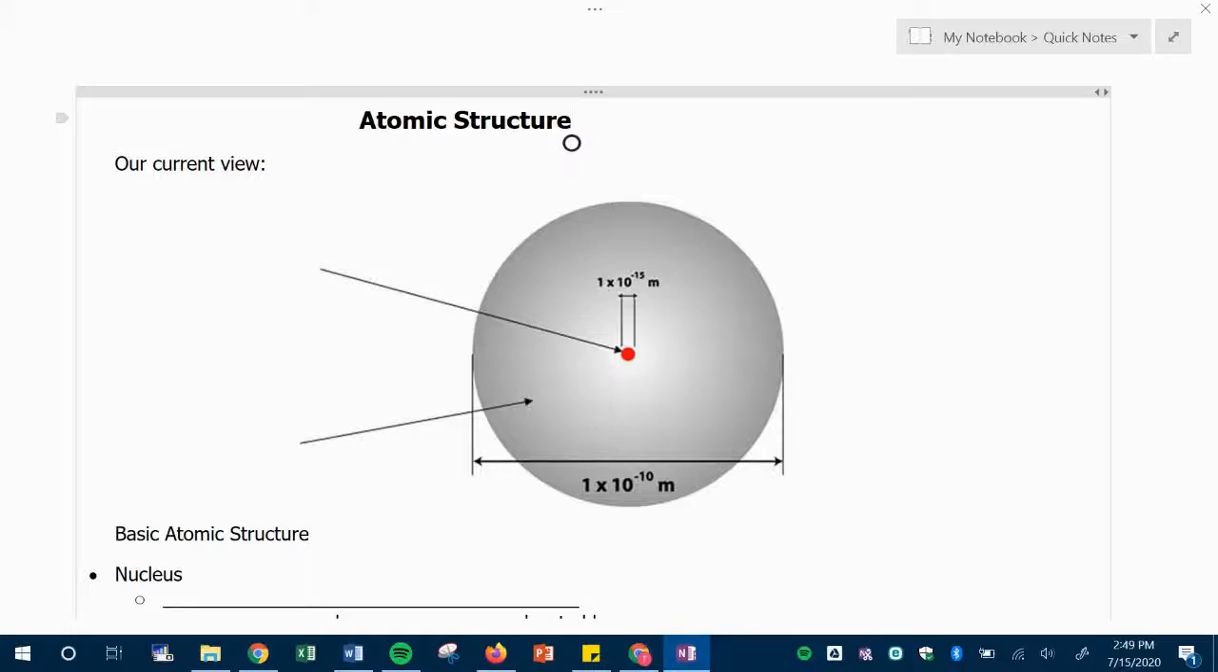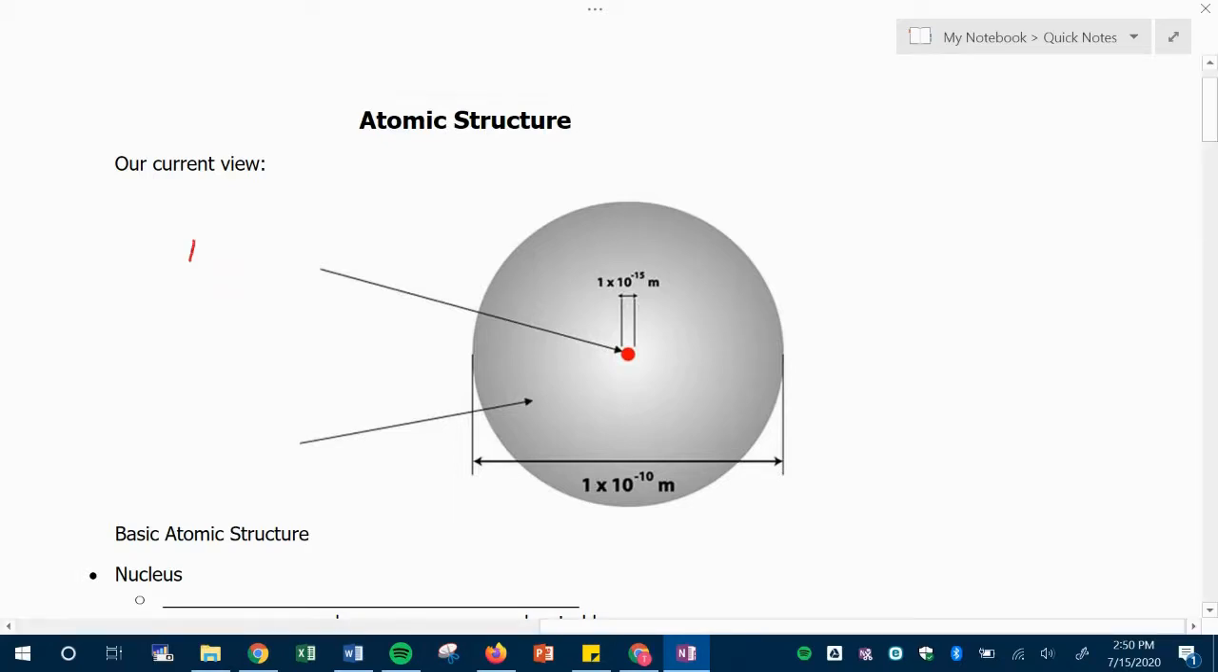All right. So our next video is all about atomic structure. And so for atomic structure, we're going to talk a little bit about our current view of the atom, and then we'll just get into some of our basic atomic structure. And so right now, our current view of the atom is actually what we're seeing right here. So this gray ball. Now the center, that red center, is the nucleus. And then surrounding the entire center is what's called the electron cloud.